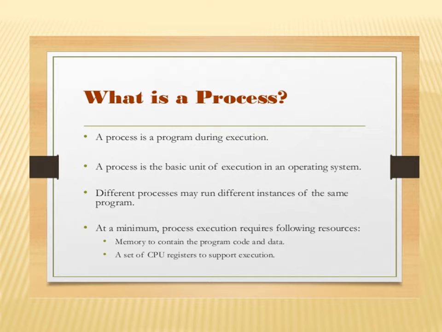At a minimum, process execution requires the following resources. So the following are the two minimum that we require to execute the process. First, memory to contain the program code and data. So for whatever program we are going to execute, memory is required. And second, a set of CPU registers to support the execution. Means to execute the program, some CPU registers are required.